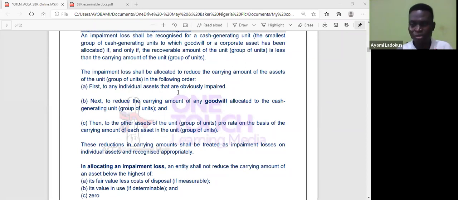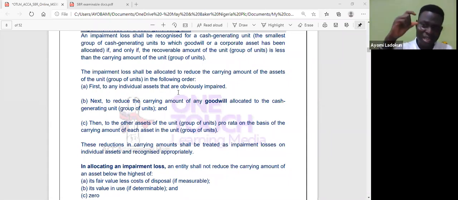I'll just go to the carrying amount of goodwill. So let's say it is 80, for example. So I go there and reduce it to 0. So out of my 110, I have 30 left. The 30 I have left, I will now apportion to the other assets that are remaining on a pro rata basis. So how do I do that?